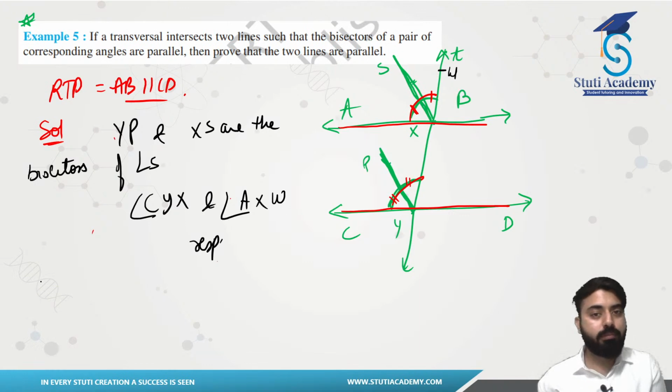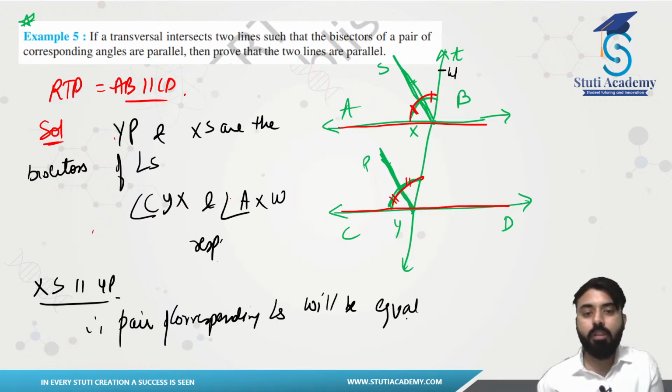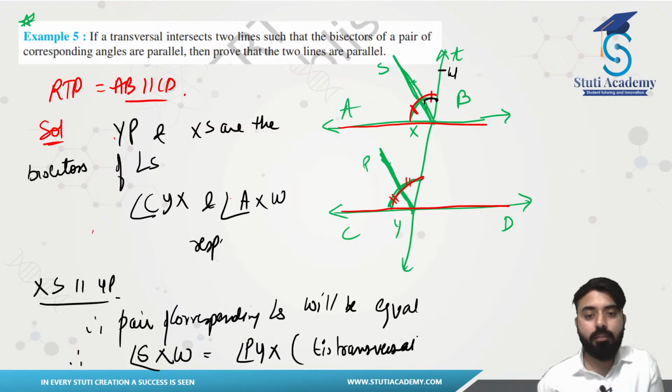AXW, and I know XS is parallel to YP. It is given. Therefore, a pair of corresponding angles will be equal. Therefore, if I do it like this, can I say angle SXW, that means this one, will be the same as angle PYX, since T is the transversal, right? So this part is the same as this one.